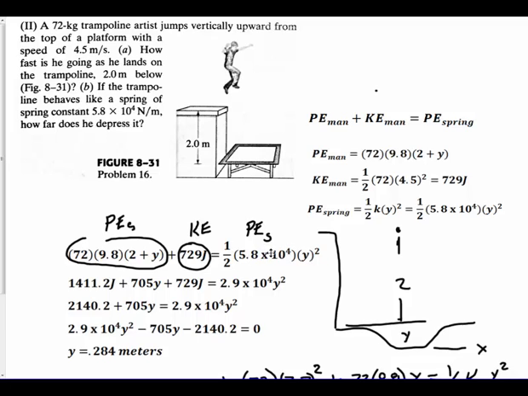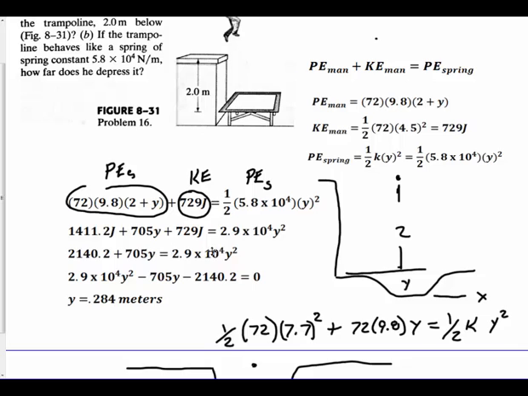Now all we have to do is solve for y. I go ahead and distribute this. I'm going to get a quadratic equation. So all you have to do now is move the y squared over, and you're going to get a quadratic equation and solve for y. And y now is going to equal 0.284 meters. And that's all you have to do with this.